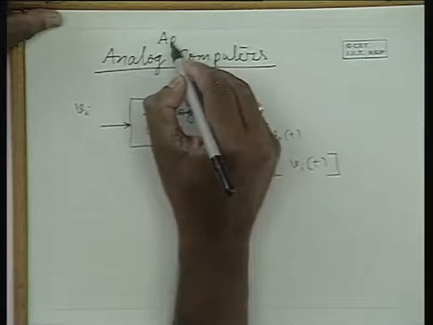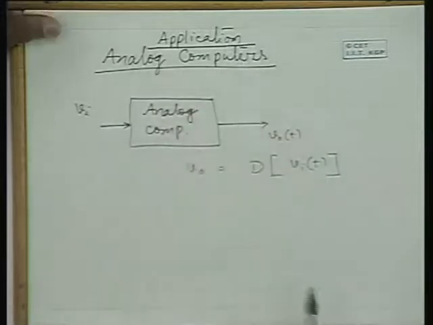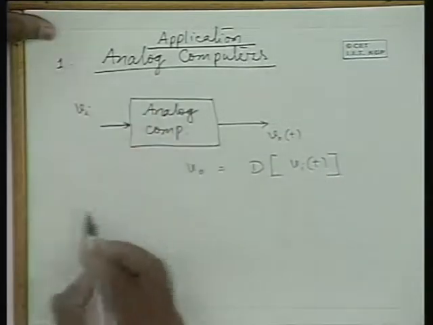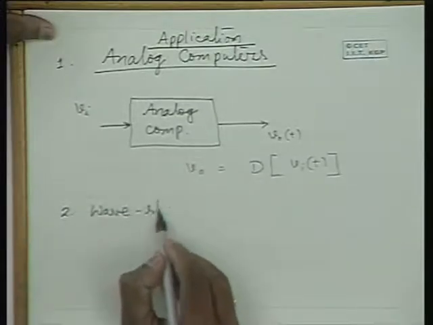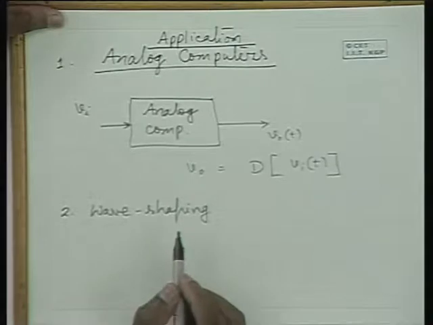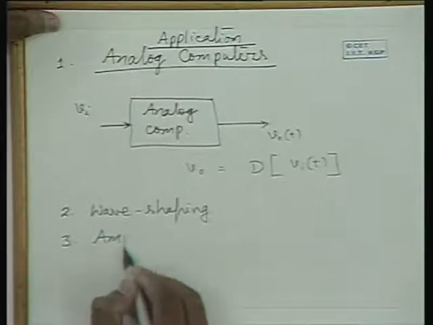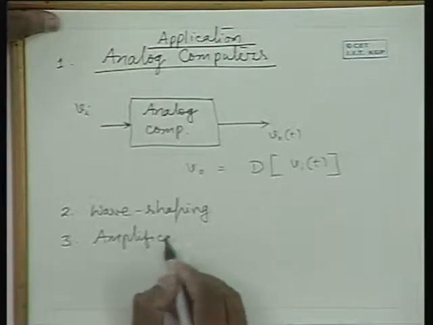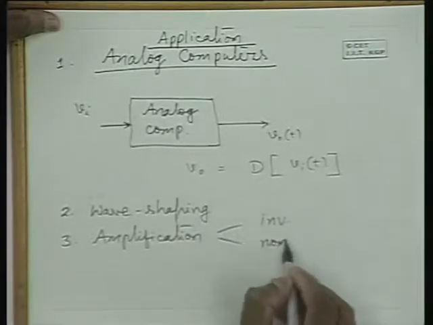So now I am discussing applications, where I already discussed analog computation as an application. Then wave shaping. We can use an operational amplifier for wave shaping. Again, the application falls in the analog computer domain. We can differentiate, integrate, and have combinations of the waveforms. We can have amplification, both inverting and non-inverting.